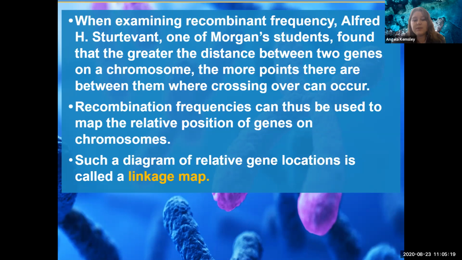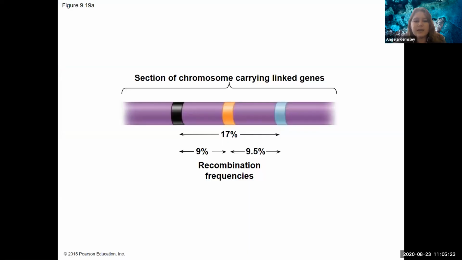And we call this type of diagram that we produce a linkage map. So we can see here, the blue and the orange are less likely to be separated than blue and black because they're closer together. So we can actually take a look at how often they are separated to guess the order. So say we know there's a black allele, we know there's an orange allele, we know there's a blue allele, but we don't know which order they're in on the chromosome. Well, now we can look at the math.